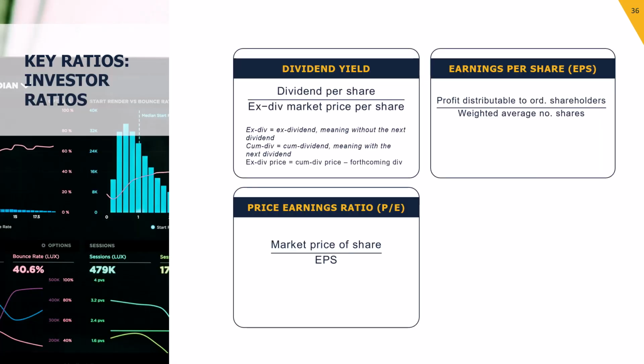Just on that point, guys, remember earnings per share, you have seen that previously. Earnings per share is the profit available to your ordinary shareholders divided by the weighted average number of shares, as you can see there at the top of the screen.